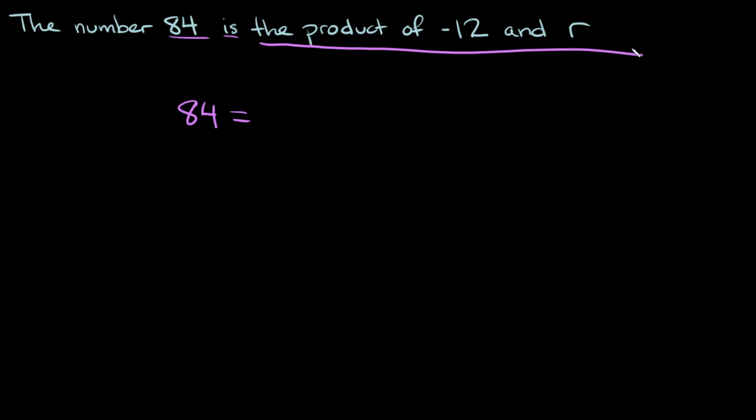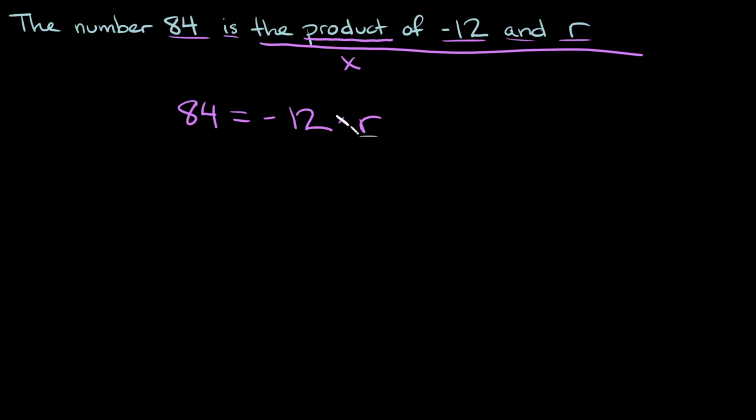So what is this stuff over here? Let's see, the product of negative 12 and r. So product, that word means multiply. So we're going to multiply negative 12 and r. So negative 12 times r. Okay, so we're trying to solve for r over here, right? So we have to get rid of this negative 12 somehow.